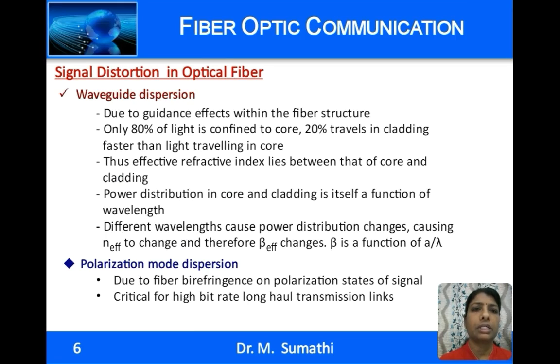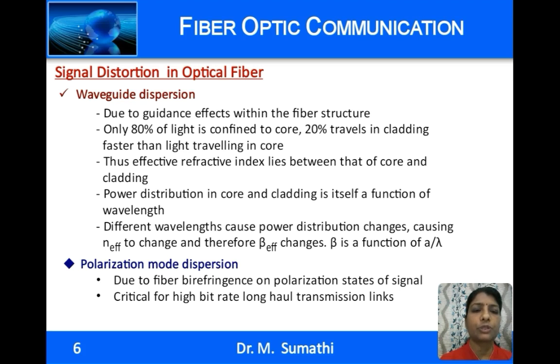Waveguide dispersion is due to the guidance effect within the fiber structure. We know in an optical fiber, when light is launched, around 80% of the light travels along the core and 20% along the cladding, and therefore the effective refractive index lies between the value of the refractive index of the core and cladding, and depends on the amount of power that propagates in the core and in the cladding.